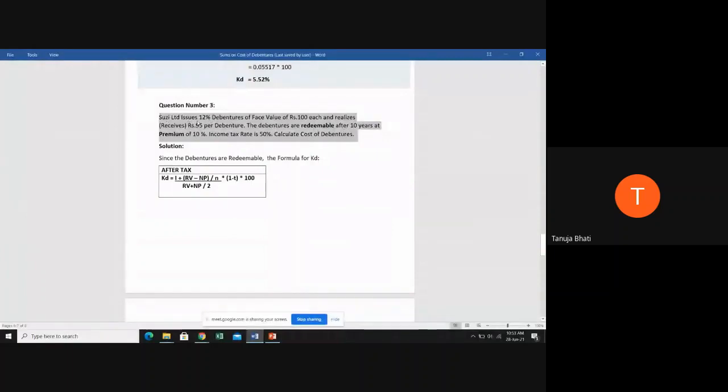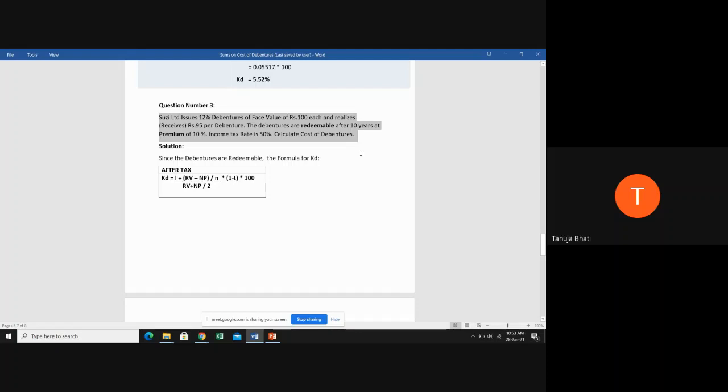Suzy Limited issues 12% debentures of face value of rupees 100 each and realizes rupees 95 per debenture. Realizes means receives. The debentures are redeemable after 10 years at a premium of 10%. Income tax rate is 50%. Calculate cost of debentures. First of all, now students, you all tell me whether it is to calculate cost of redeemable debentures or irredeemable debentures. Redeemable debentures. Before tax, after tax? After tax.